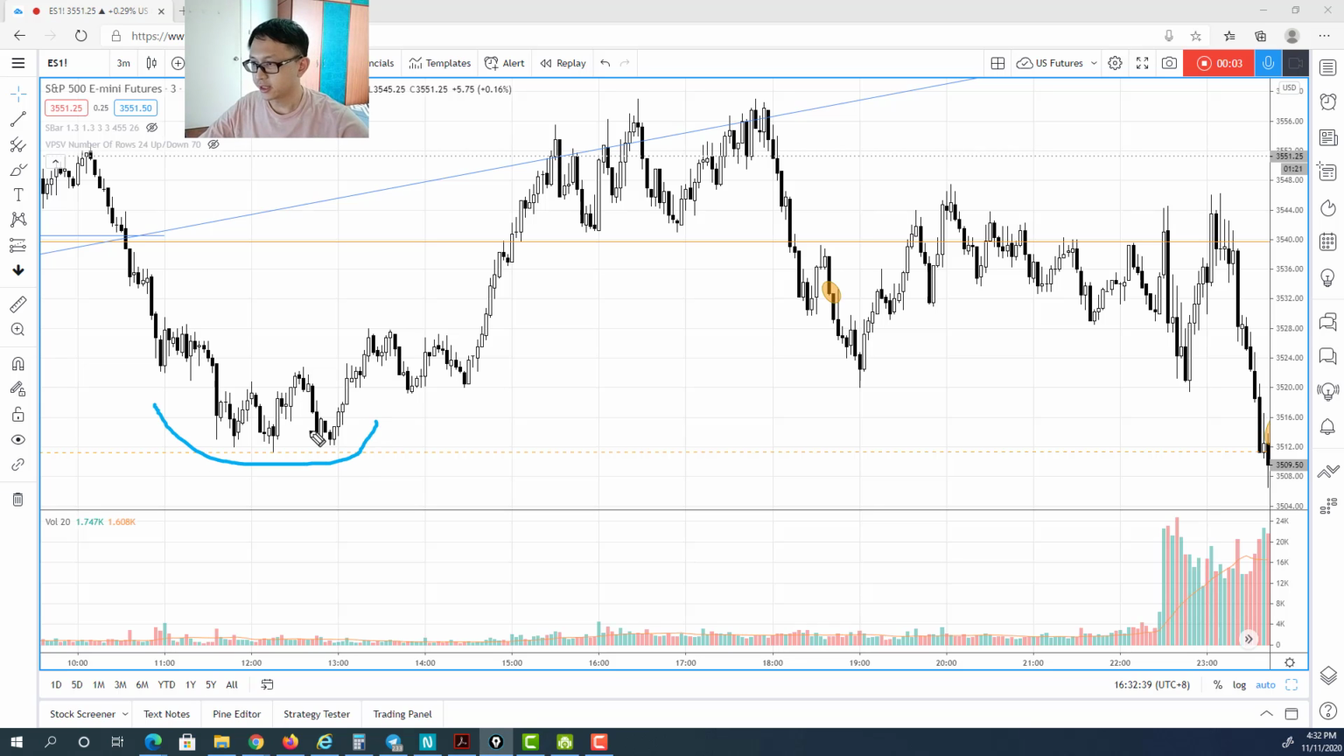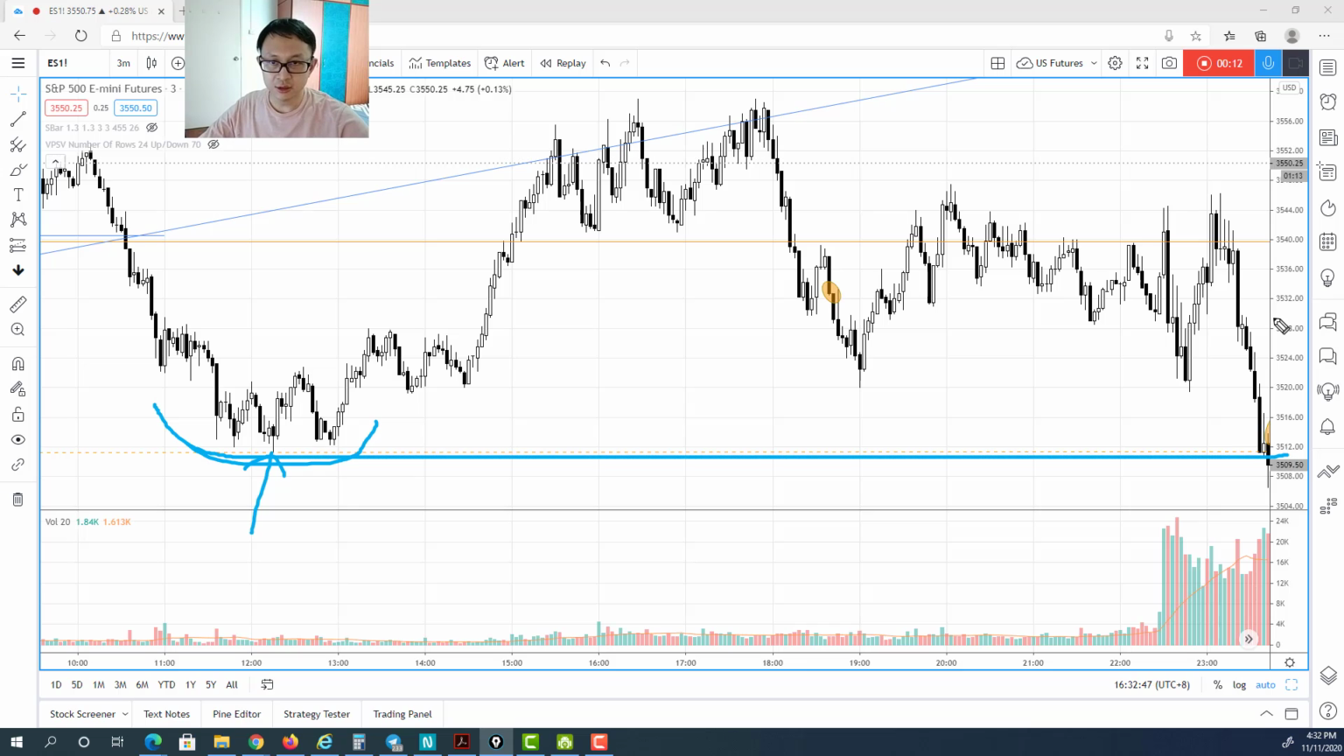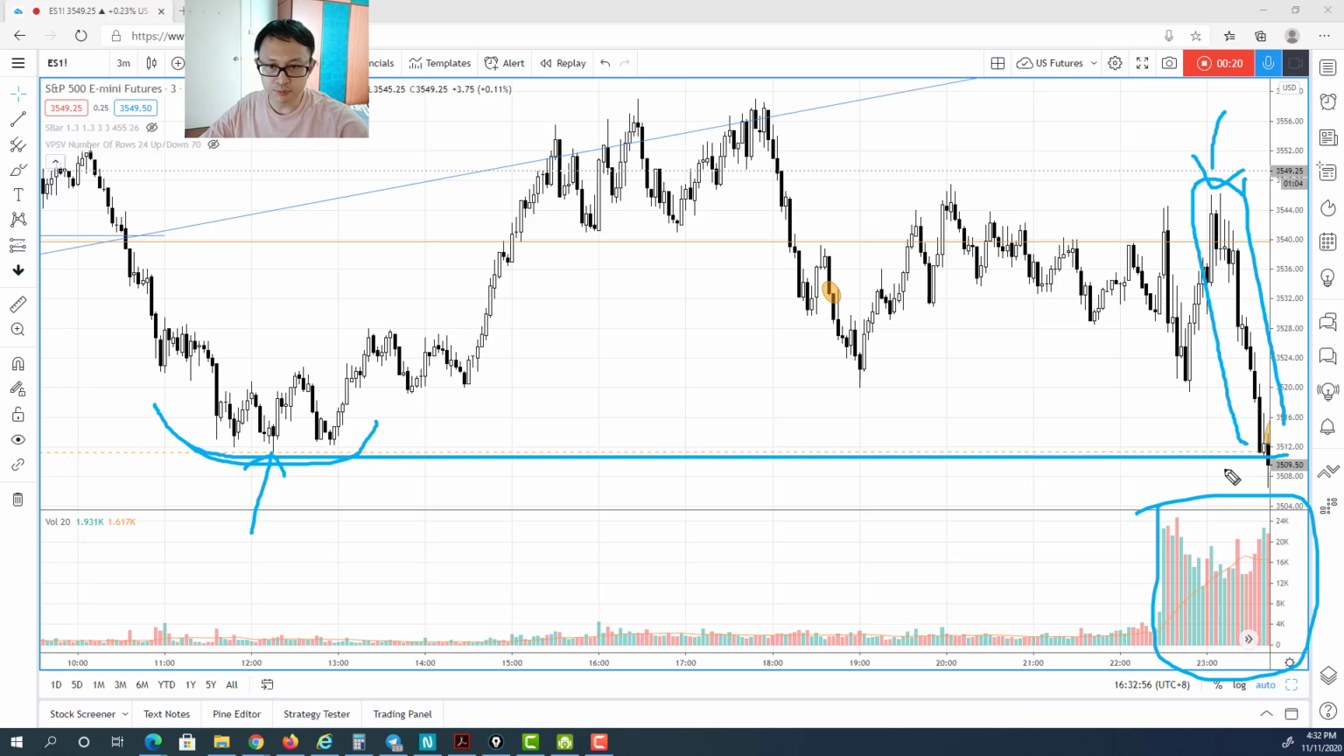Here's the context. This is the support level formed during the non-regular trading hours during the Globex period. So here's a support level. And during the US opening session, here is the US session, we see a strong reaction down, actually just breaking below this support level.